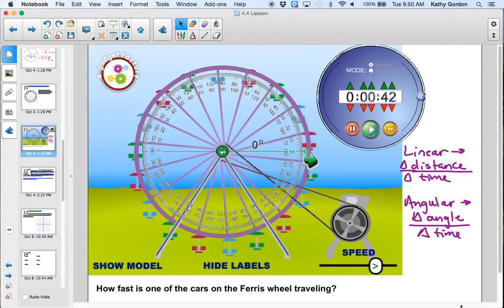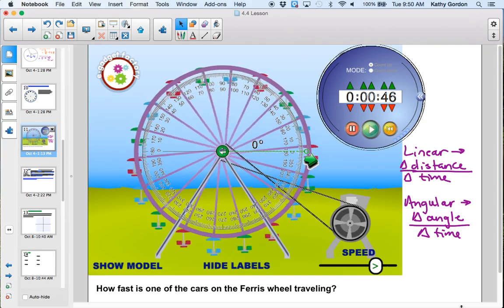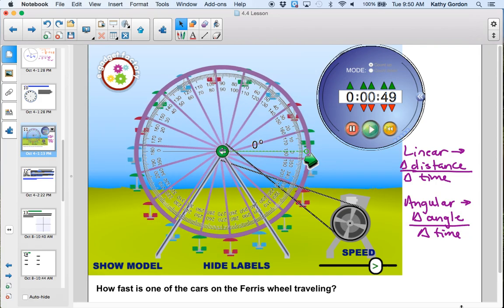Everybody got a time? It's not done yet? Yeah. Wow. How? It went through like two times. One time around the circle.